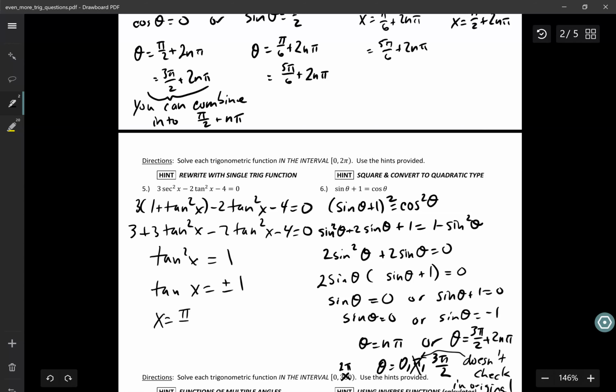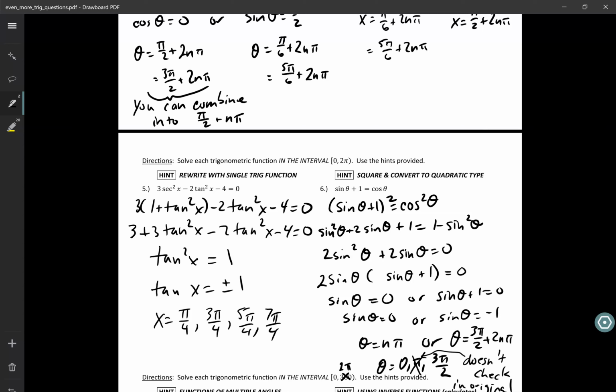In quadrant 1, that's pi over 4. In quadrant 2, that's 3 pi over 4. In quadrant 3, that's 5 pi over 4. And finally, in quadrant 4, that's 7 pi over 4. So we get those 4 solutions that are in the interval from 0 to 2 pi. But again, one of the reasons why I wanted to show you this particular problem is because of the replacing of one of the terms with an identity, so that we get all of them in terms of the same trig function.